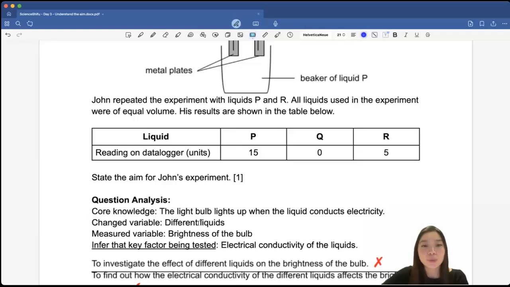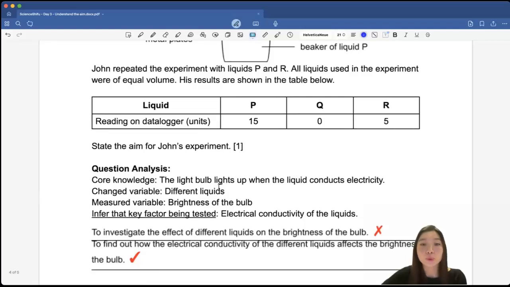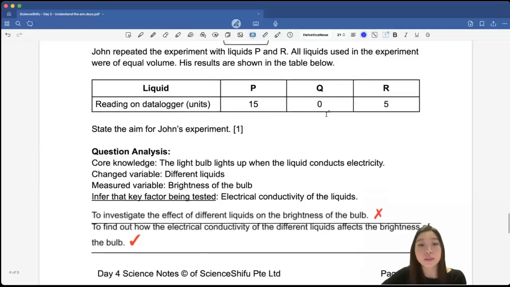So our change variable would be the different liquids, right? P, Q, and R. And the measured variable would be the brightness of the bulb. Now, students will need to have the knowledge that the light bulb will only light up if the liquid is a conductor of electricity. As we can see for Q, the bulb did not light up. So this will also tell us that liquid Q is definitely not a conductor of electricity.